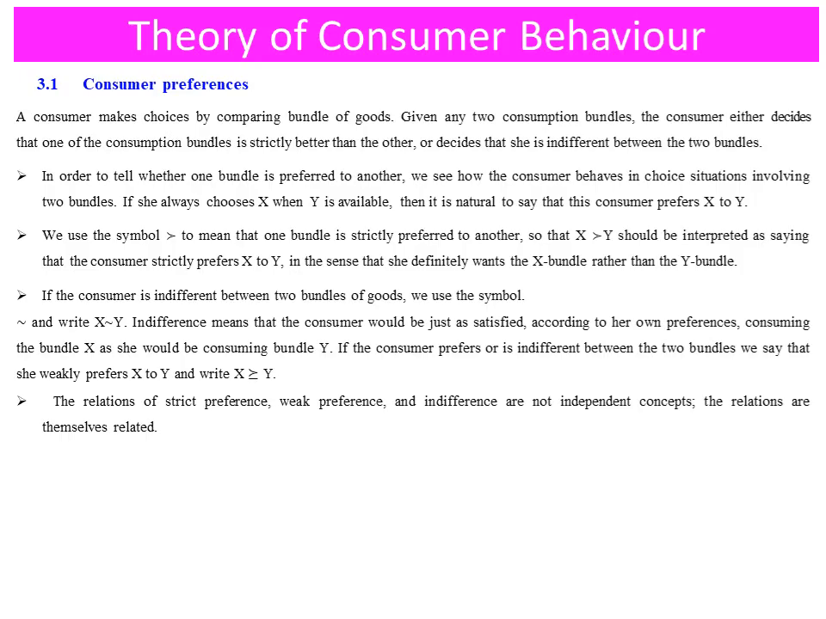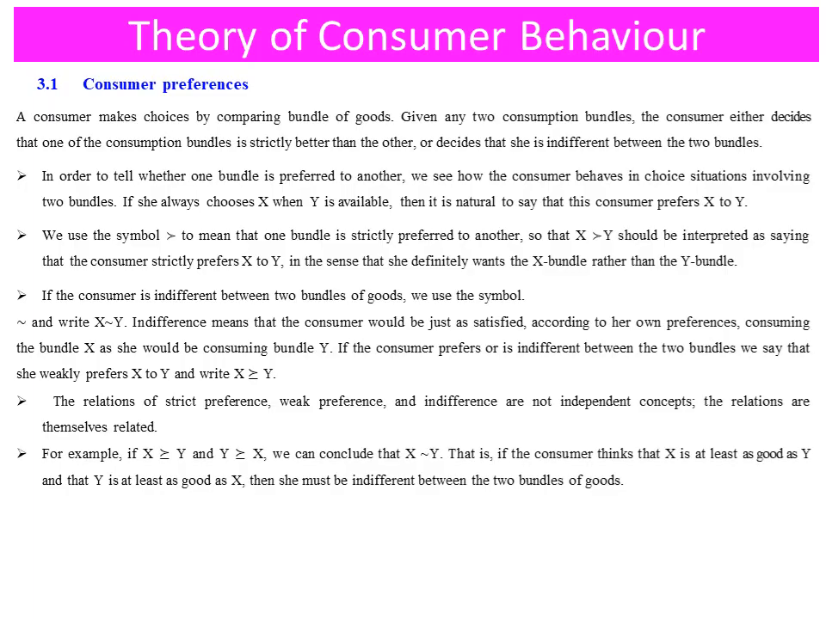The relations of strict preference, weak preference, and indifference are not independent concepts. The relations are themselves related. For example, if X is weakly preferred to Y and Y is weakly preferred to X, we can conclude that X is indifferent to Y. That is, if the consumer thinks that X is at least as good as Y, and that Y is at least as good as X, then she must be indifferent between the two bundles of goods.